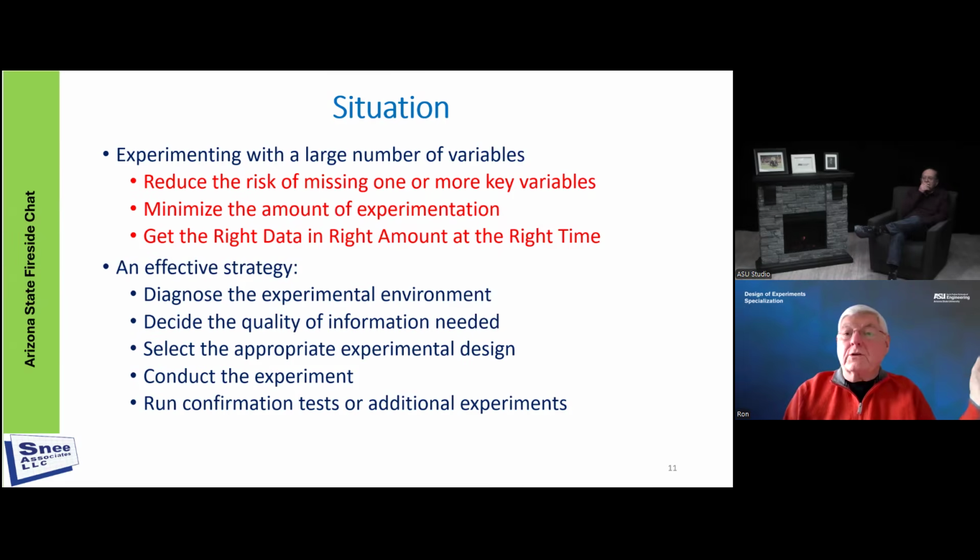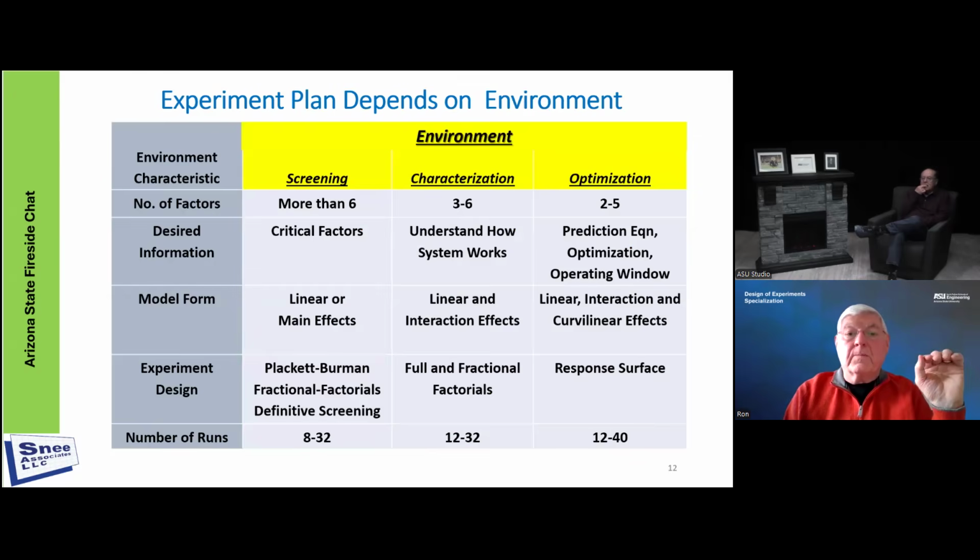So this strategy, how we're going to win: we need to diagnose the experimental environment. We need to decide on the quality of the information we need. We need to select the appropriate experimental design. You need to conduct it and then run confirmation tests or additional experiments. There's a lot of people that for some reason don't get around to running confirmation experiments, and that's a big hole in their strategy in my experience.